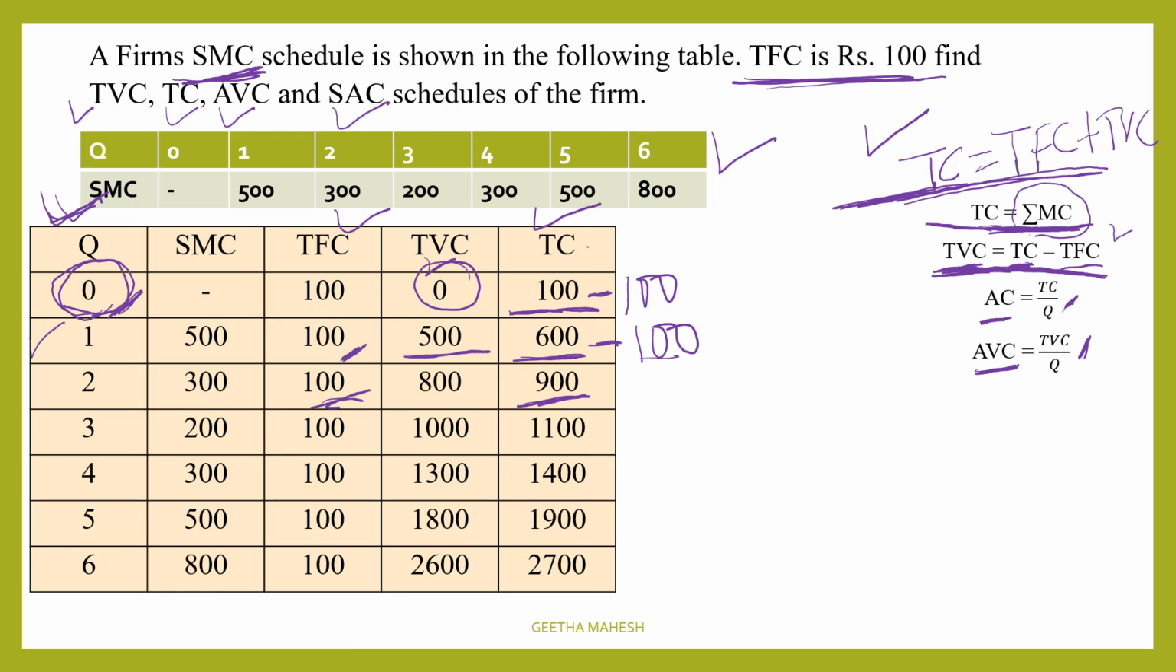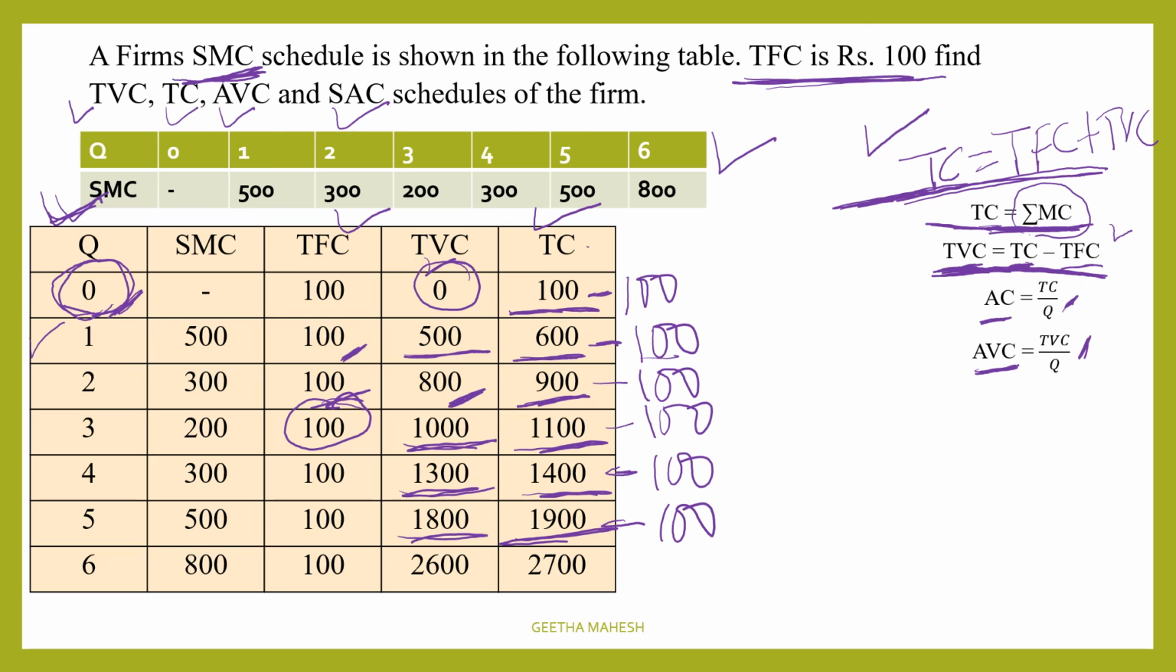900 minus 100 you will get 800. And 1100 minus 100 you will get 1000. 1400 minus 100 again you will get 1300. And 1900 minus 100 you will get 1800. 2700 minus 100 you will get 2600.